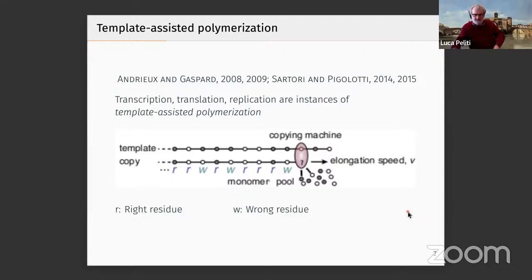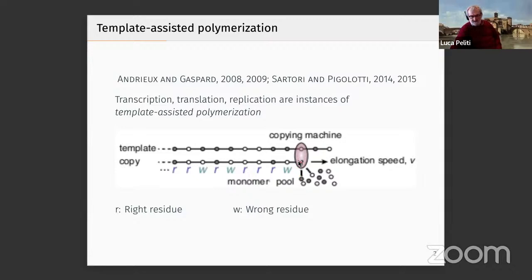The idea is that you have a template in the form of a chain which contains some units, and these units can be of different kinds. In all this discussion, I just consider the case in which the units can be of two different kinds, say black and white. And then you have a growing chain that is attached to this template, over which there is a copy machine. The copy machine takes units out of a monomer pool and adds them at the end of the growing chain.